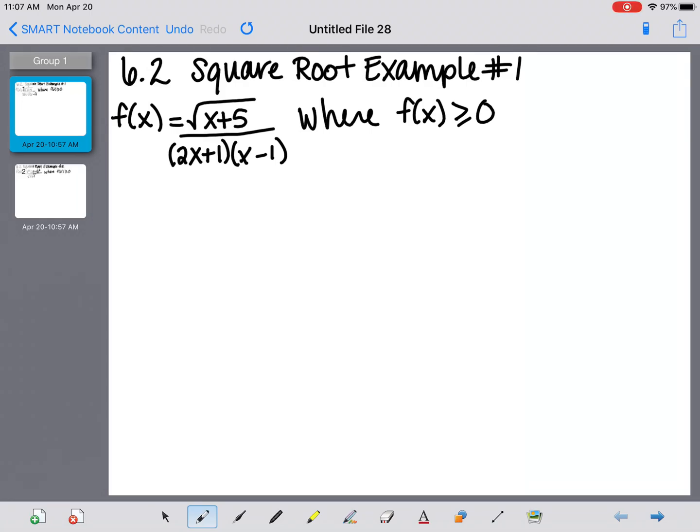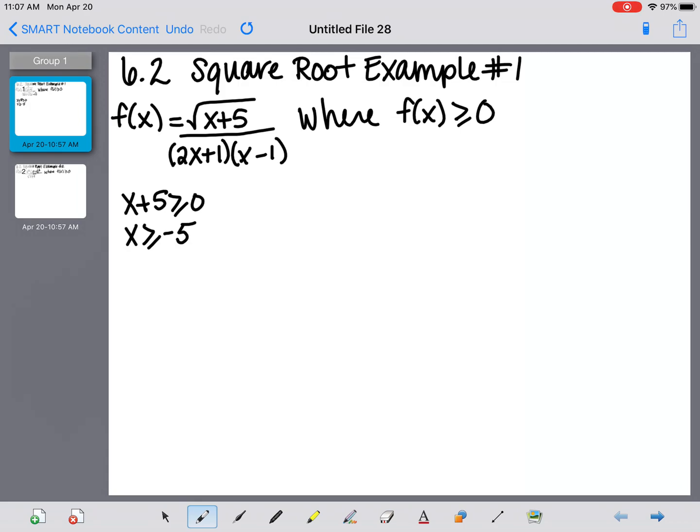All right, so two more quick examples of rational functions that use square root. We're going to do one with the square root in the top and one with the square root in the bottom. When the square root is in the top, we know that it can be equal to 0, so I'm going to set that greater than or equal to 0.